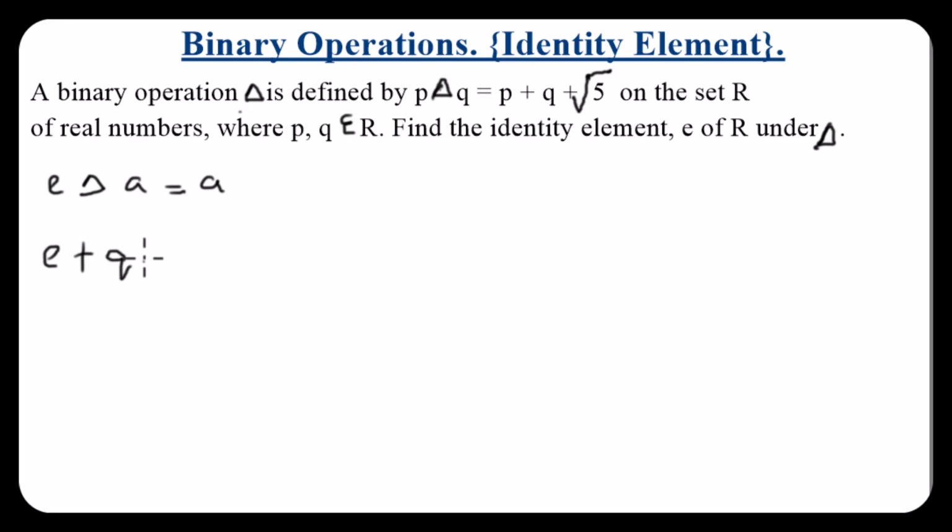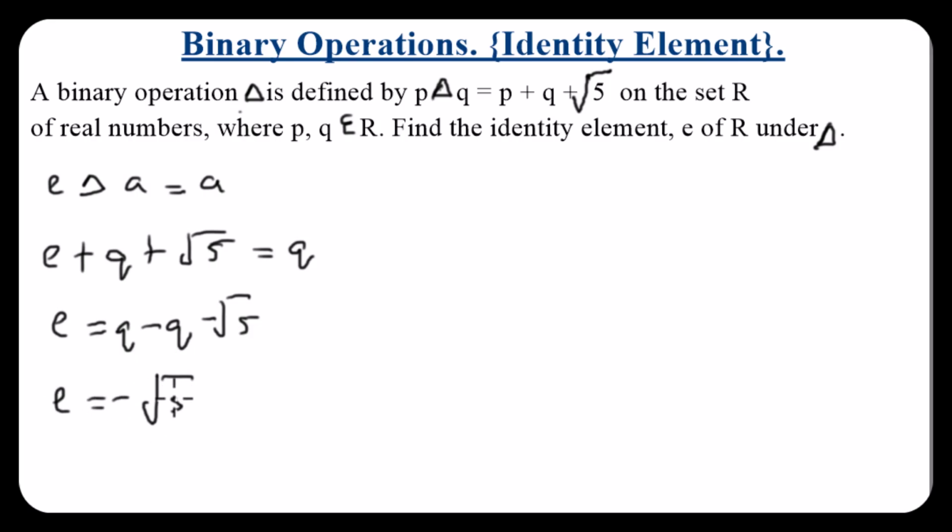So E plus Q plus root 5, and this must be equal to Q. You can see this is P plus Q: P is E, Q is Q, and root 5 remains root 5, equal to Q itself. So what's the next thing? We want to make E the subject of the formula. Making E the subject, we have E is equal to Q minus Q minus root 5. Q minus Q is 0, and my identity element simply becomes minus root 5. So this is my identity element.